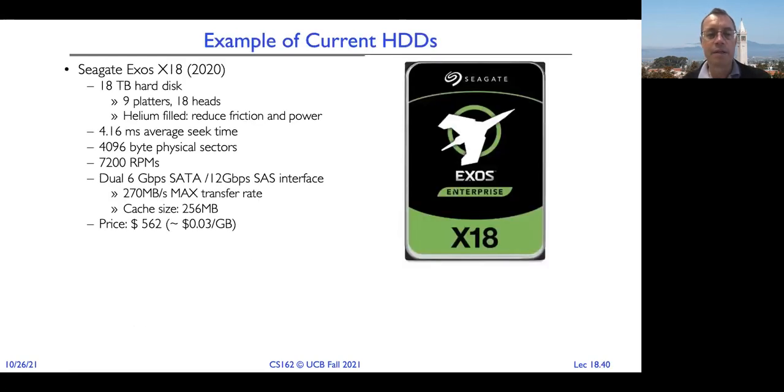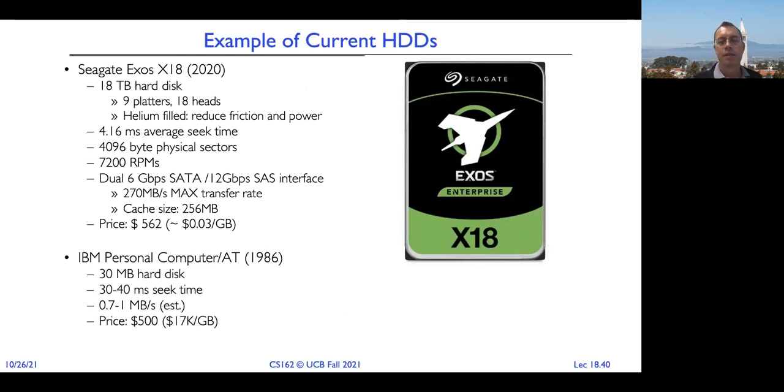I'm going to end with this slide. This is an example of a current hard disk drive, from around 2020: an 18 terabyte hard drive, 9 platters, 18 heads. Each platter has 2 sides, so one head for each side. 4 milliseconds average seek time, a sector is 4 kilobytes, 7,200 RPM, and 270 megabytes per second maximum transfer rate. Cost 562.